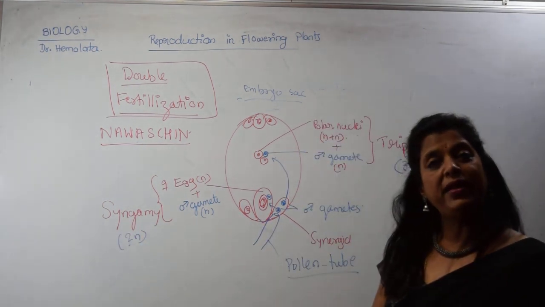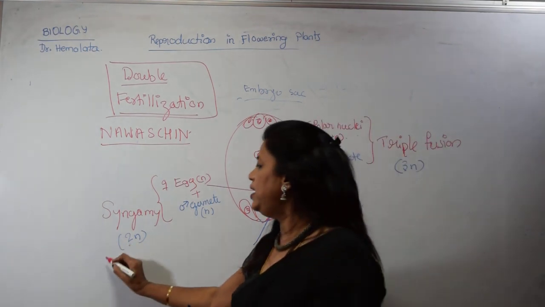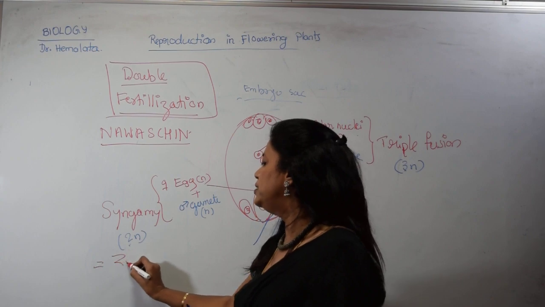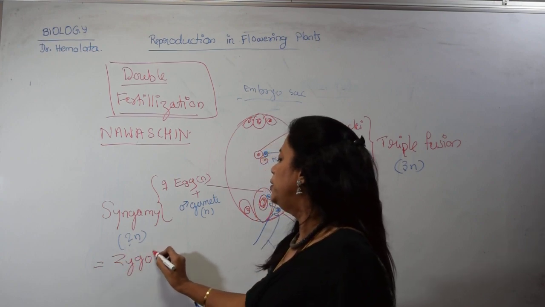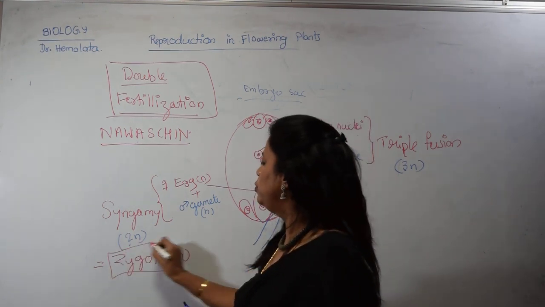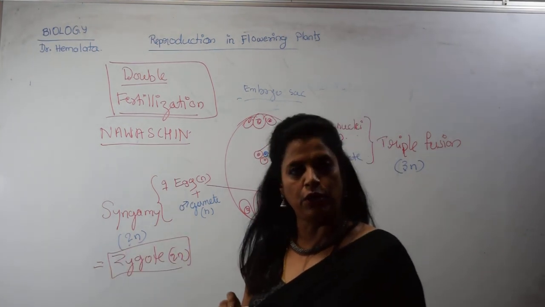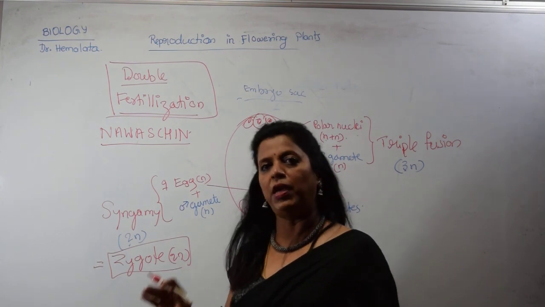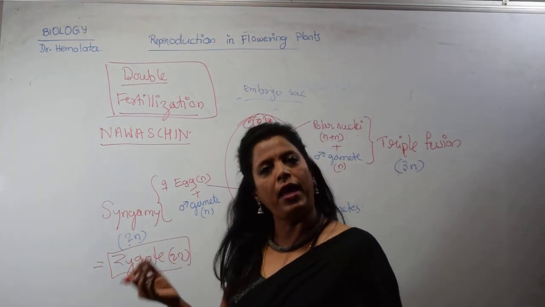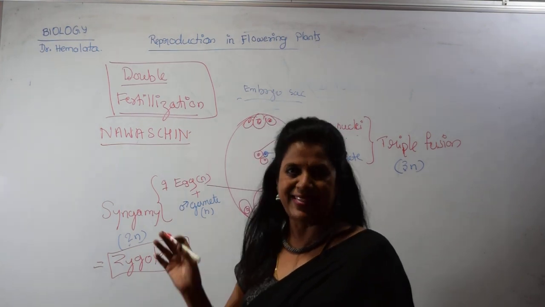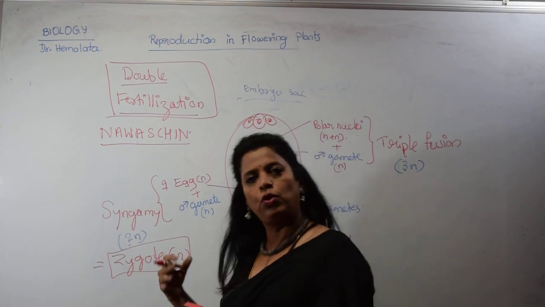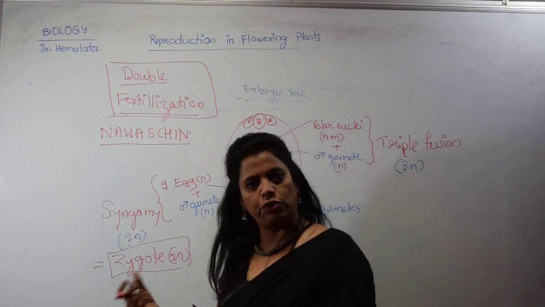Now, what are the end products? Due to syngamy, the resultant structure is called the zygote. This is a diploid zygote, which in future develops as an embryo. Zygote is the future baby, right? It is going to divide and redivide to form the embryo, and the embryo becomes the seed, right? This is the zygote, a very important thing. This is the one which is going to continue the next generation.